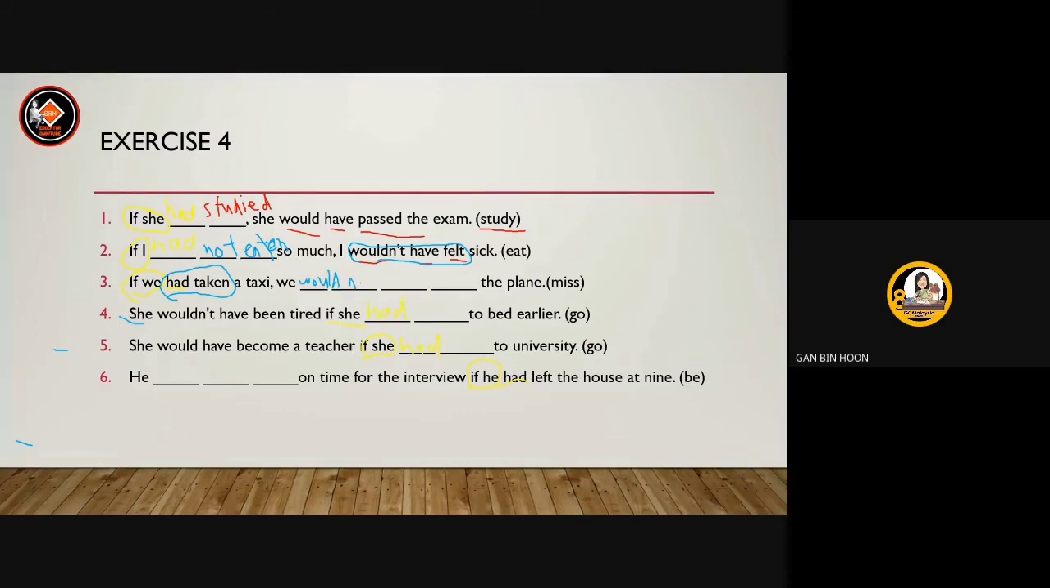Okay, the answer will be we would not. What's the answer? We would not have missed. Past perfect, right? So dia bukan past tense, dia kena past perfect. Okay, good. If we had taken a taxi, we would not have missed the plane.